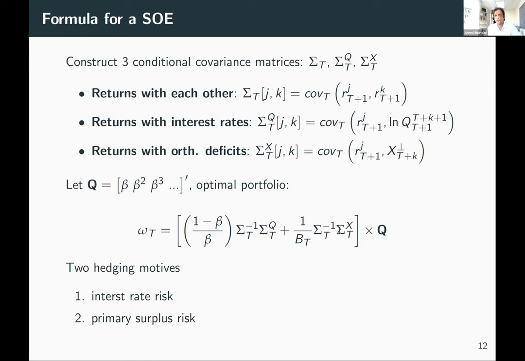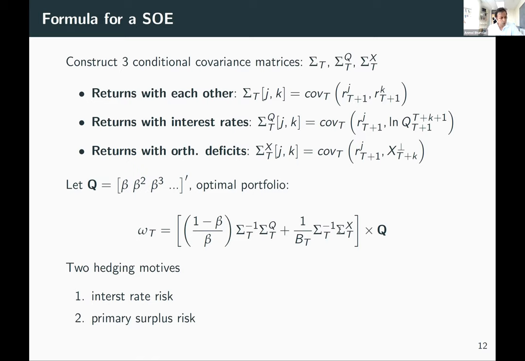The reason you don't see excess returns here is that the government is benevolent, and excess returns are compensation for risk. Both the private sector and the government value the risks in the same way. So there is no motive for the government to chase excess returns with respect to the guy it cares about. Okay, so that's the first insight.